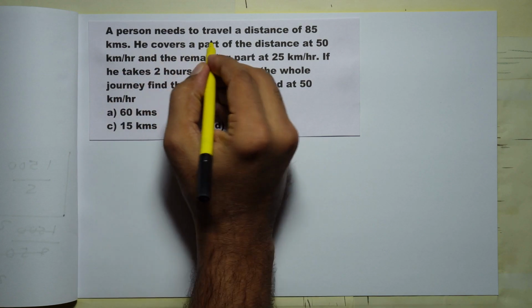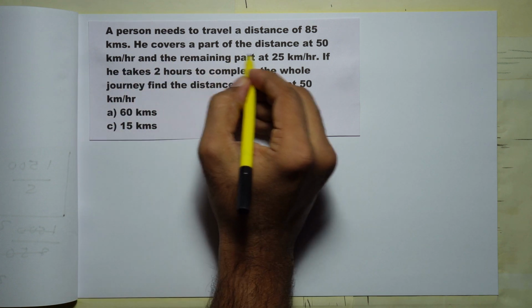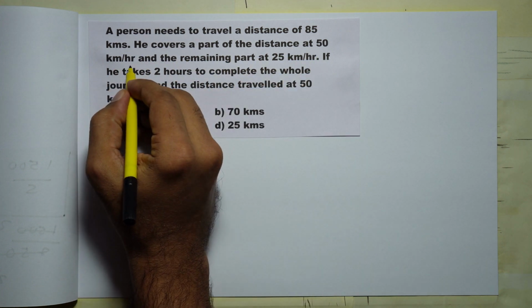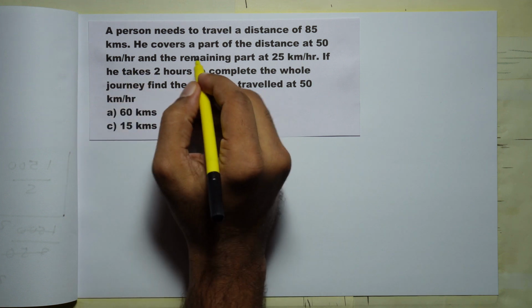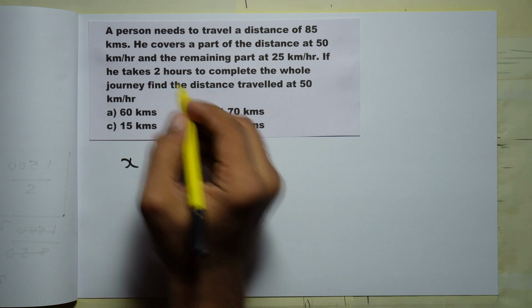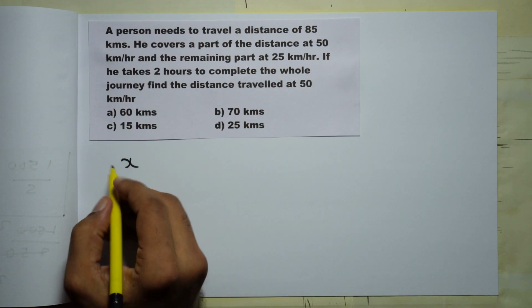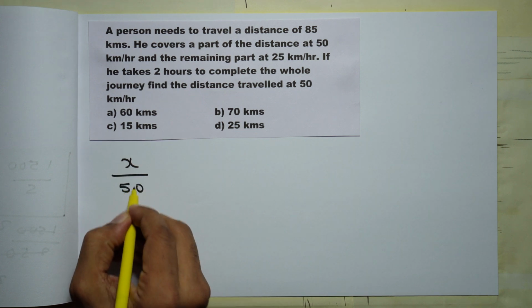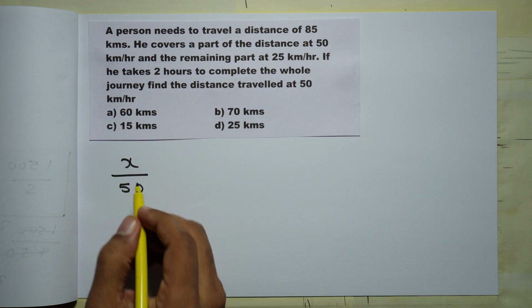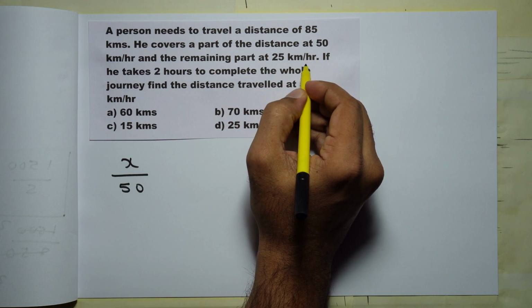A person needs to travel a distance of 85 kilometers. He covers a part of the distance at 50 kilometers per hour. So we will assume that initially he travels x kilometers and the speed is 50 kilometers per hour. So we'll find out the time for that. Distance is x, speed is 50. So this is the time required to do the first part, and the remaining part at 25 kilometers per hour.